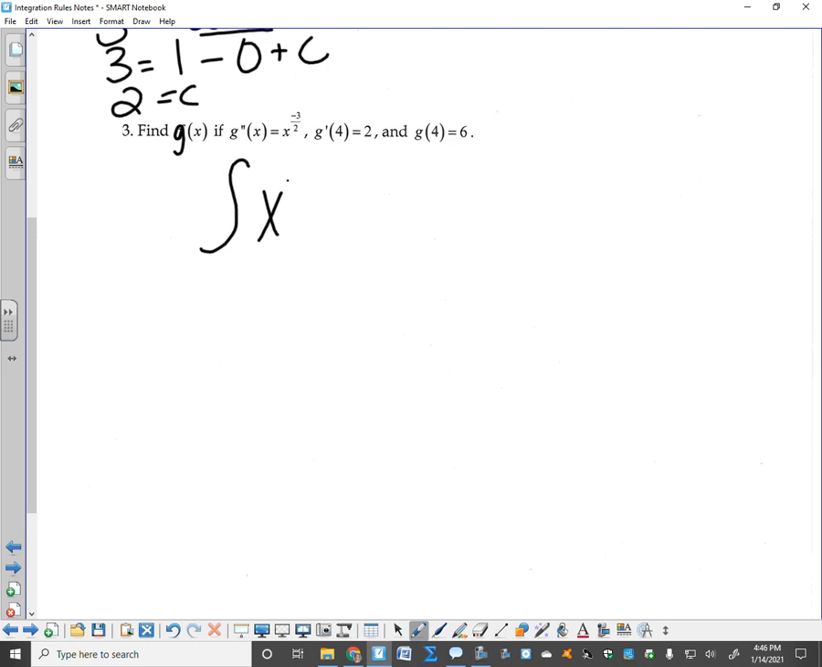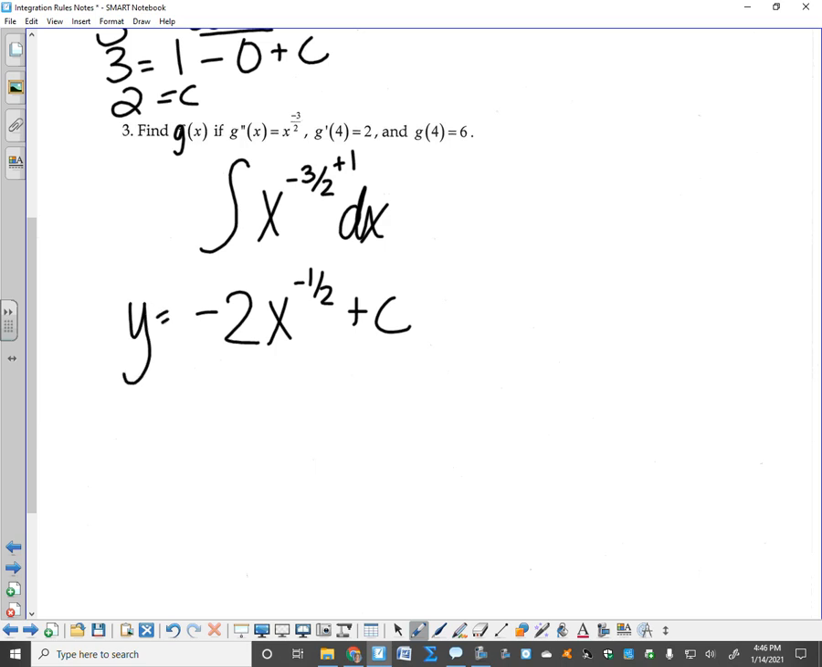Integral of x to the negative 3/2 dx. Good notation. If I add 1, let's see, that'd be 2 over 2. That would be a negative 1/2. Flip it, that would be a negative 2. X to the negative 1/2 plus c. Y equals. All right, now let's plug some stuff in.